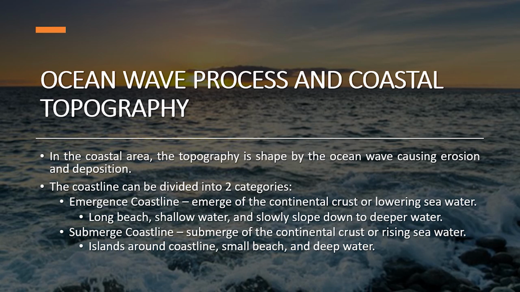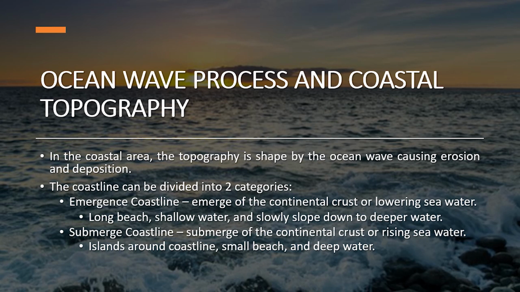Next is the submerged coastline. Submerged means it's going down, right? It's submerged into the underwater on the ground, right? So submerge of the continental crust is the process that causes this submerged coastline, or it is caused by the rising seawater. So two ways: either the continental crust submerged on the other continental crust, or the seawater has risen its level, goes up and covers and floods the surface.